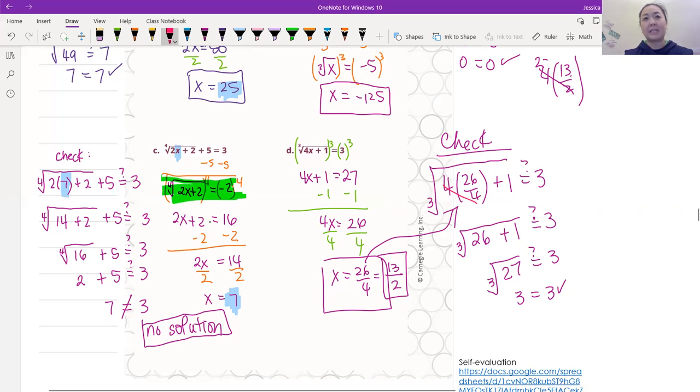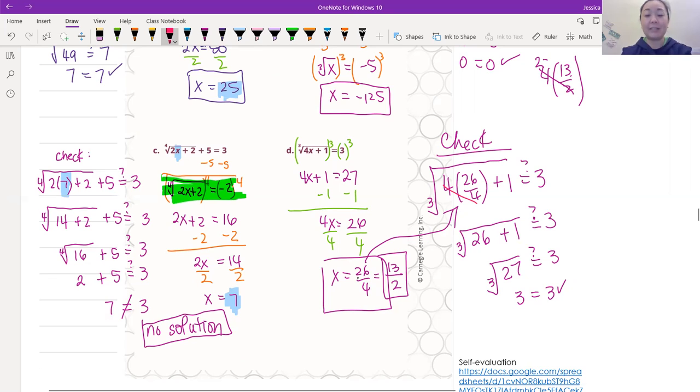We're not just mindlessly doing this, right? We've got to do some critical thinking here. All right, so here we go. Here's D. And again, there's nothing outside of this cube root, so we're just going to cube both sides. And then our cube root cancels out. The 3 to the 3rd power becomes 27. And then we're just going to do math.